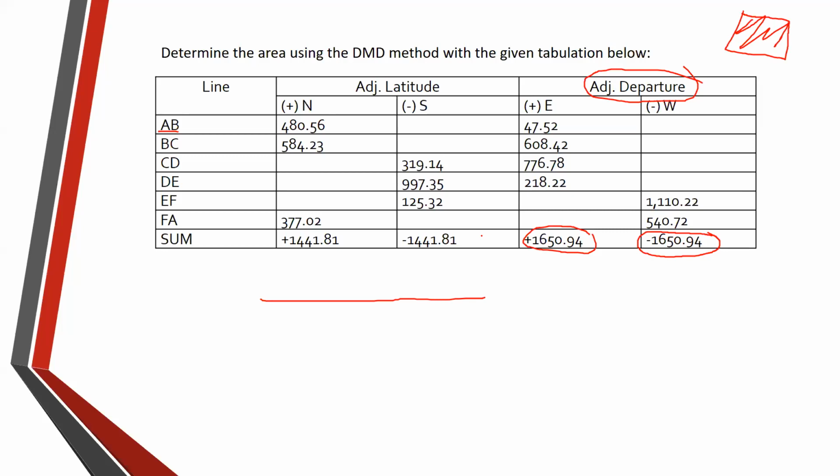Based on the first rule, the DMD of the first course is equal to the departure of the course. So what is the DMD of AB based on rule number 1? Yes? Anyone? It is equal to the departure of the course. What is the departure of the course AB? 47.52. So we now have a DMD. We satisfied condition 1, or we followed rule number 1, that the DMD of the first course is equal to the departure of AB.